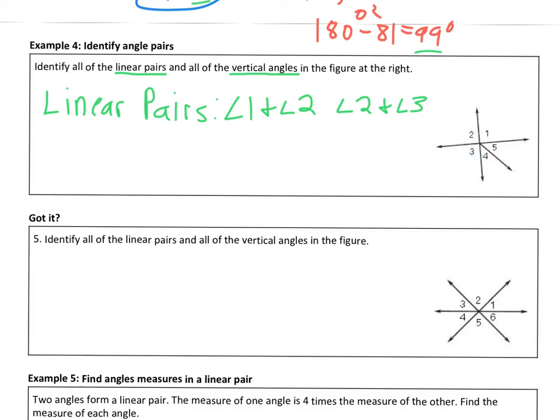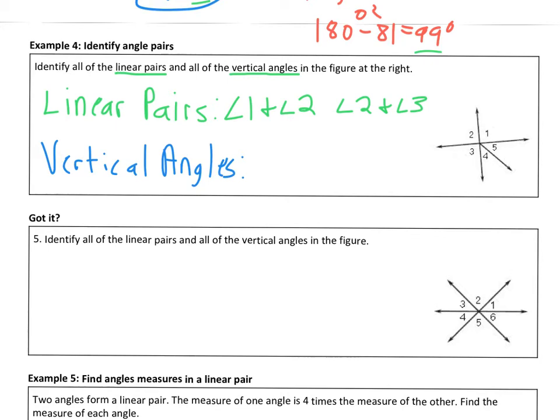Now vertical angles. Vertical angles have some different relationships, but this is a pair of angles. And the best explanation I can have for vertical angles is angles that are formed by two intersecting lines. So there's only one pair of vertical angles in this diagram.